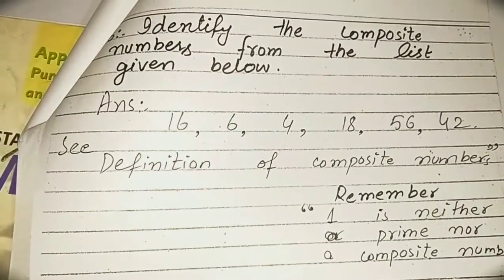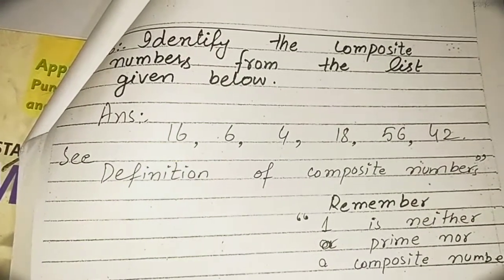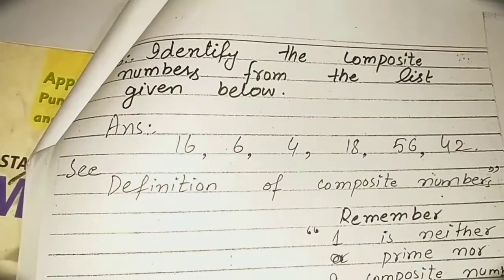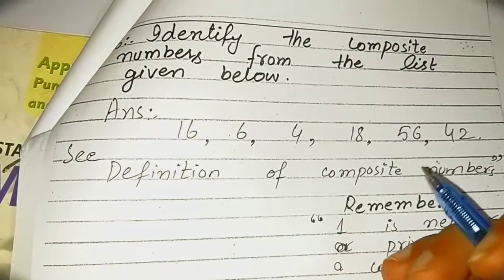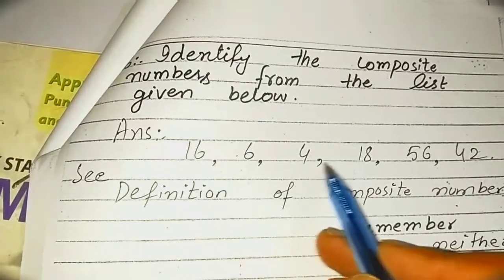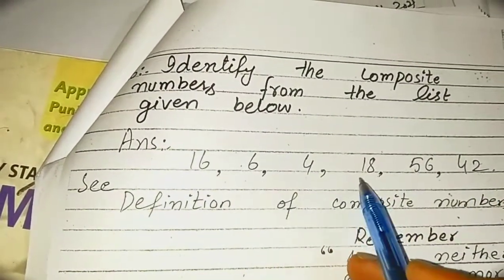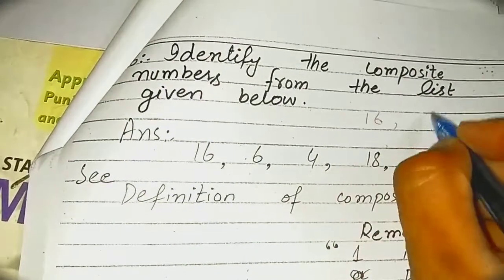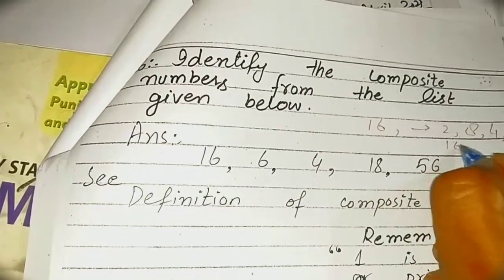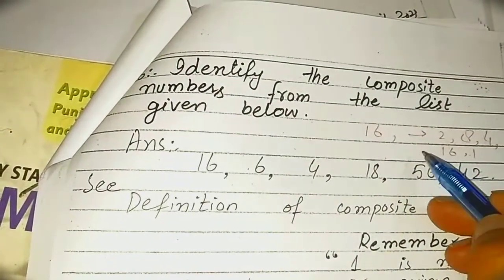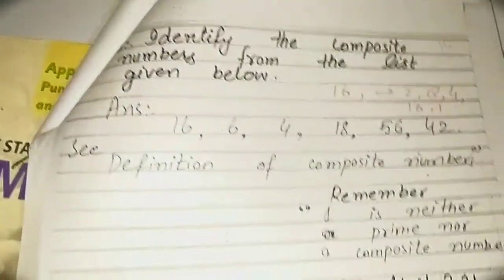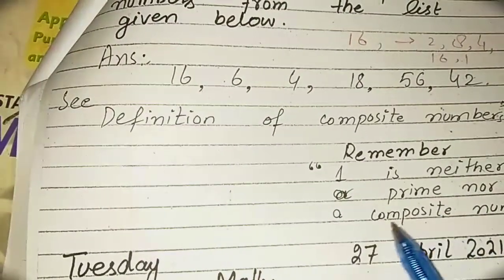Next question number 6. Identify the composite numbers from the list given below. Always remember that composite numbers are those which have more than two factors, means they should be divisible by more than two factors, not just 1 and itself. For example, 16, 6, 4, 18, 56, 42. These are composite numbers because 16 is divisible by 2, 8, 4, 16 and also 1. So it has more than two factors, so it is a composite number. Always remember that 1 is neither a prime number nor a composite number.